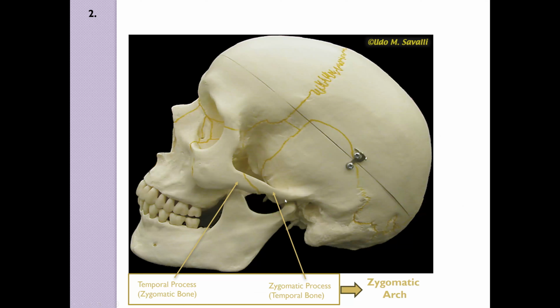We can also see some sutures on this view of the skull. So we have the coronal suture, which connects the frontal bone with the parietal bone. And we can also see the squamous suture, which connects the parietal bone with the temporal bone.